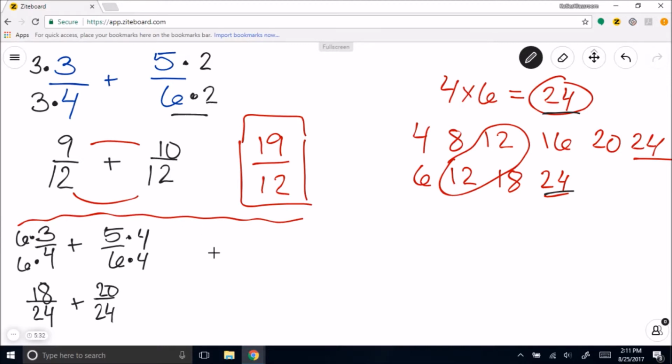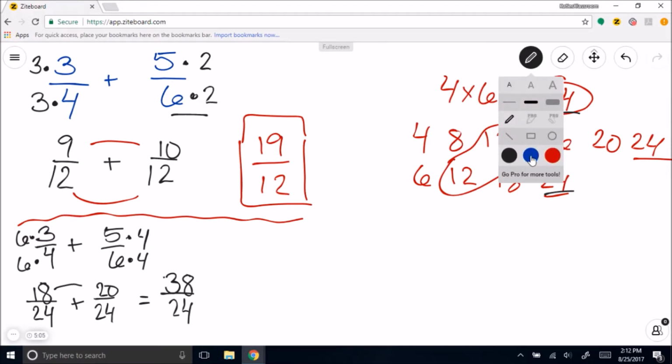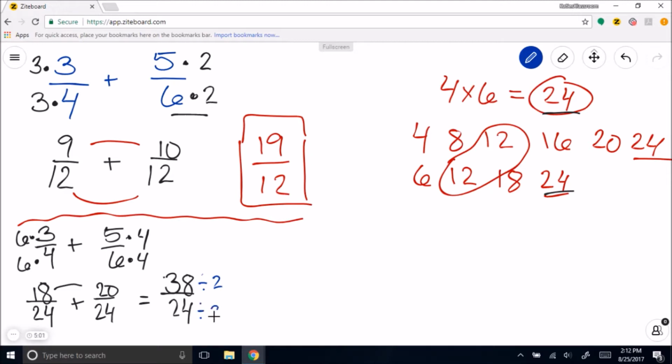All right, so now I still have 24 on the bottom. And then we do 18 plus 20. We get 38 over 24. So here I can tell that this is not simplified. Both of these, 38 and 24, are divisible by 2. If I divide the top by 2 and the bottom by 2, this simplifies to 19 over 12. And you always do need to make sure you simplify. So both ways will get you the same answer.